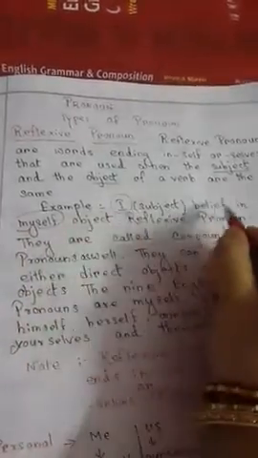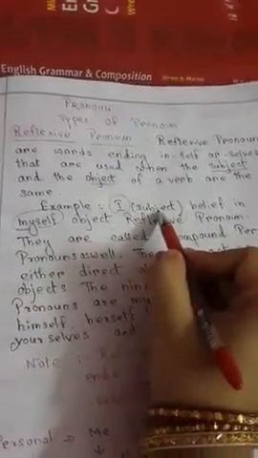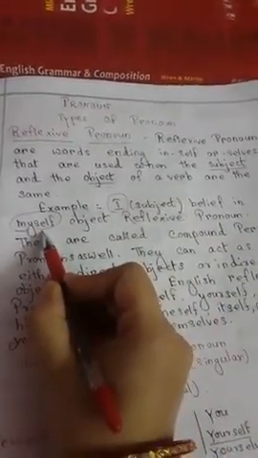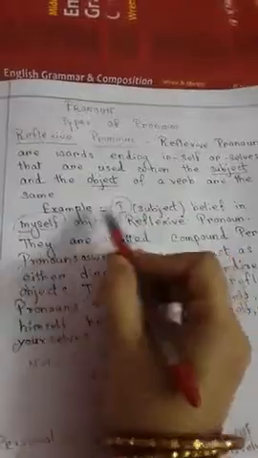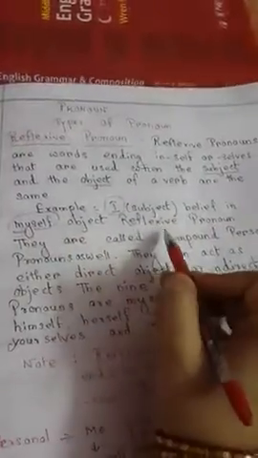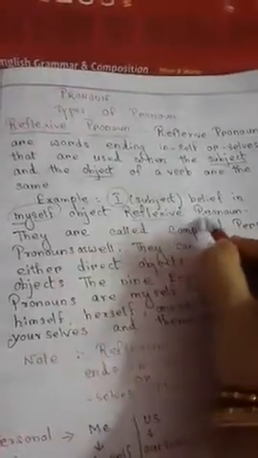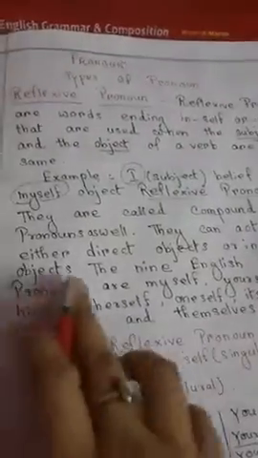Okay, I believe in myself. So here I is the subject and myself is the object. Both are the same. I believe in myself. So in that case, we will use a reflexive pronoun. Okay.